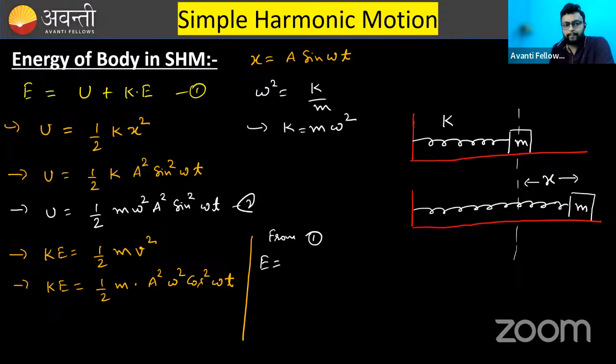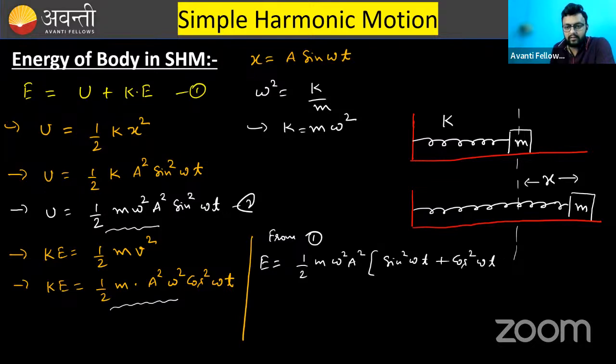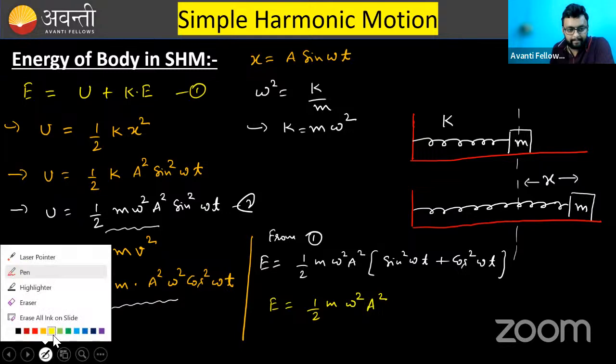From equation number 1, what will we get? Total energy equals, if you put U and K here, you can see something is common. So I will take it common, half m omega square A square. And what will be the remaining term? Sine square omega t plus cos square omega t, which is 1. So we get E equals half m omega square A square.